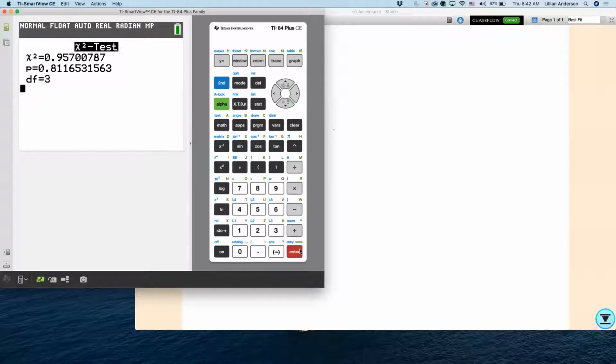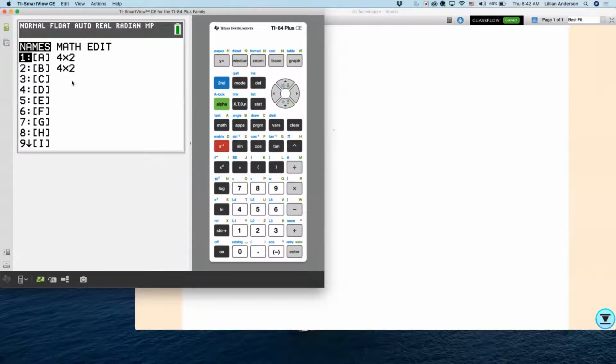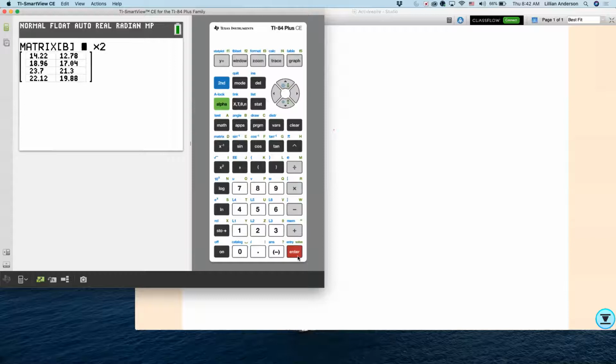Then your chi-squared test statistic would be 0.957, and your p-value would be 0.812. And remember, you would reject your null hypothesis if the p-value is less than the significance level. Do you have to go on matrix B and change the dimensions, or do you just leave it alone? You will leave matrix B alone. Matrix B will populate itself once you perform the test. If you needed to see something, you would go to edit, and those are the expected values. But that's not how you would show that the expected value for this entry is 12.78.